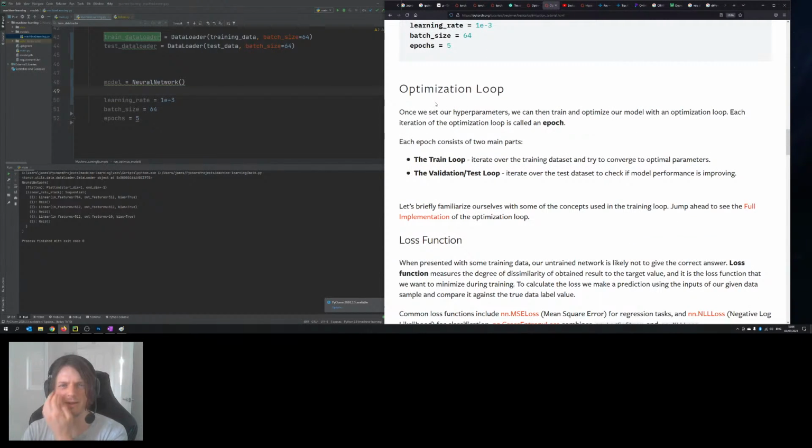Once we set our hyperparameters, we can then train and optimize our model with an optimization loop. Each iteration of the optimization loop is called an epoch. Each epoch consists of two main parts: the training loop, iterate over the training dataset and try to converge to optimal parameters; the validation or test loop, iterate over the test dataset to check if model performance is improving. The training loop and the test loop.